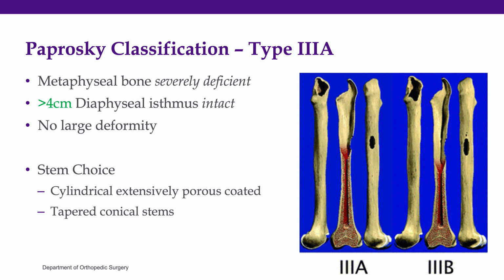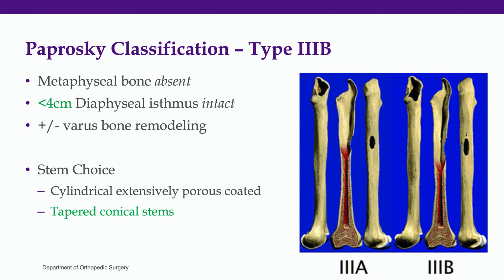When we move on to the type 3A defects, these are the ones with severely deficient metaphyseal bone and some diaphyseal damage, but greater than 4 centimeters of intact diaphysis at the isthmus and no deformity. So these are the more complicated ones that can still be treated with a cylindrical, extensively porous coated stem because they've got that 4 centimeters of diaphyseal isthmus for that scratch fit. But tapered conical stems are, again, being used more and more for these defects.